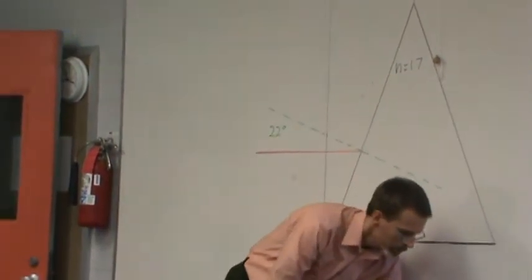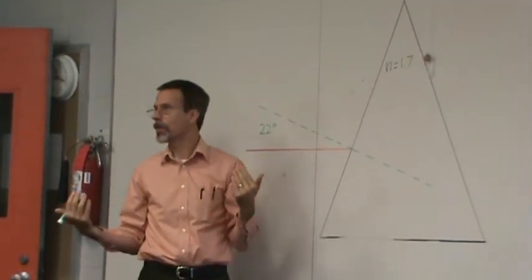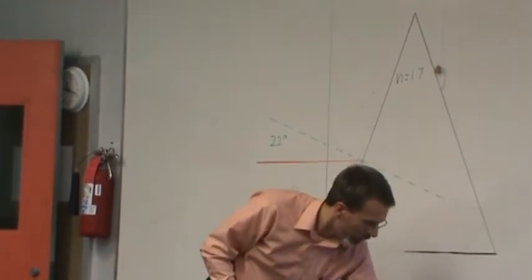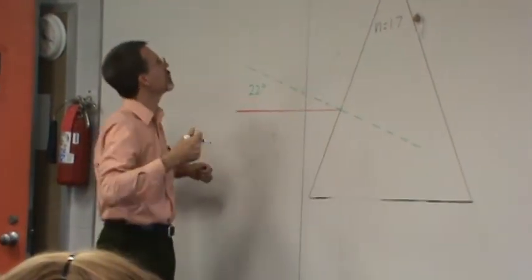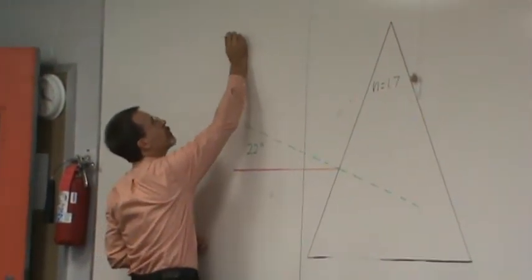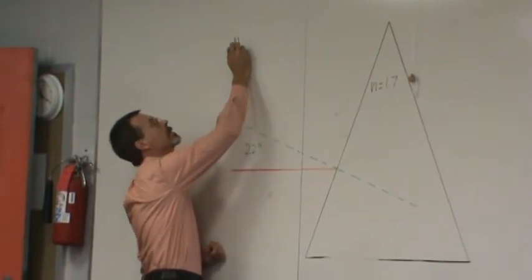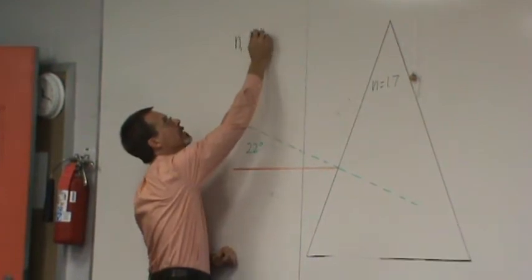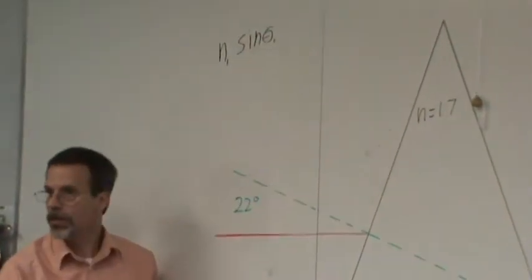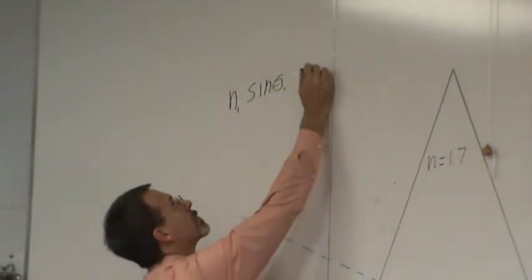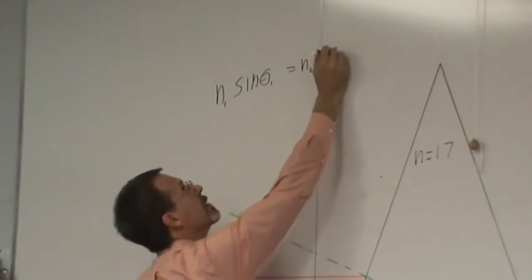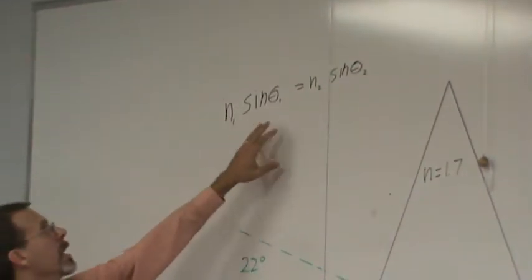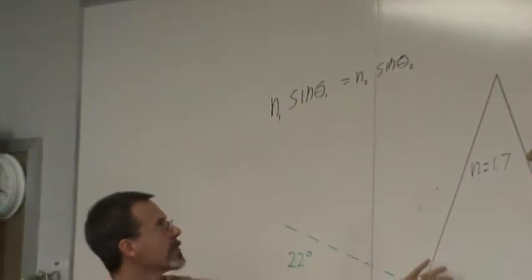Okay? Now, what are we going to do with this? Well, there's a relationship that's been experimentally determined that we can use to find the angle, using Snell's law. One way of writing that is n, the index of refraction on one side, times the sine of the angle on the same side, is the index of refraction on the other side times the sine of the angle on the other side. One side equals the other side.